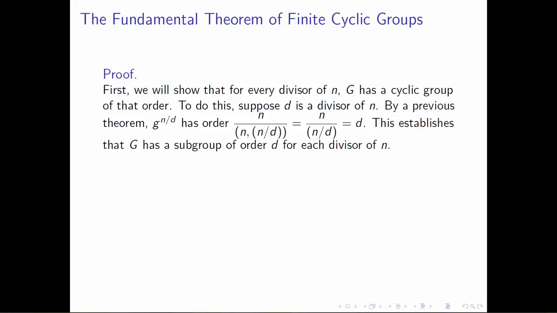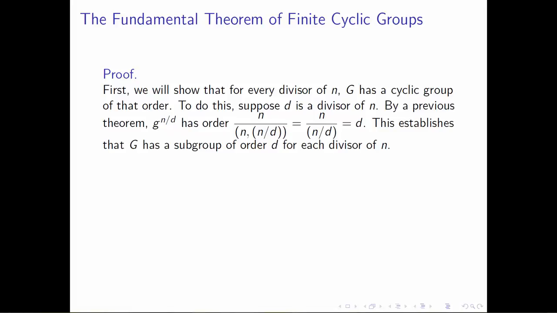So let's do this. Let's start with an arbitrary divisor of n, and let's show that G has a cyclic subgroup of that order first. And then we'll work on showing the existence first, and then the uniqueness second. So let's take an arbitrary divisor. Let's let D be that divisor.